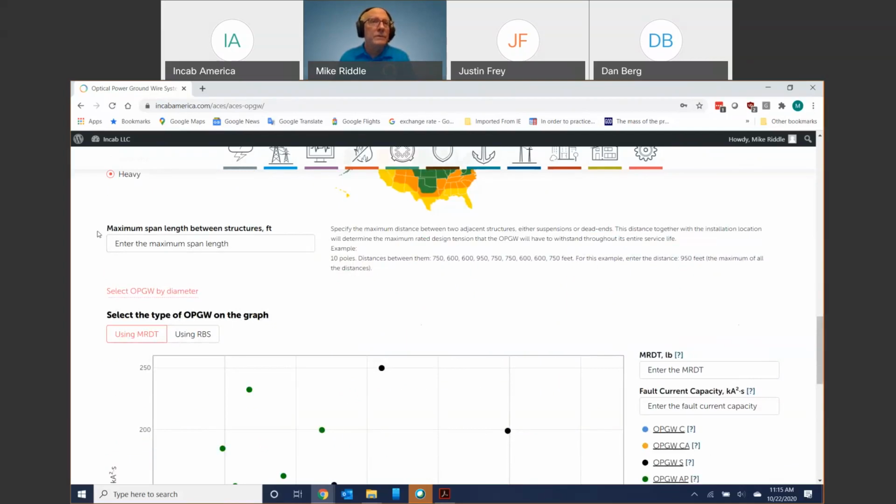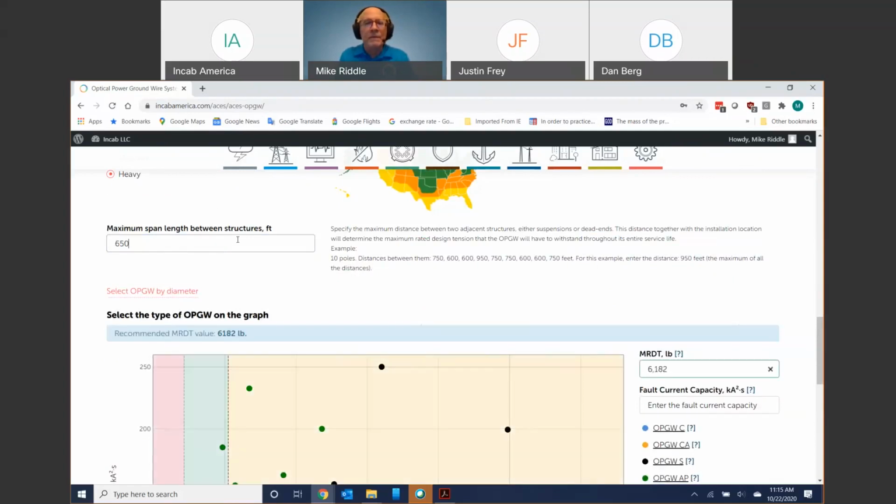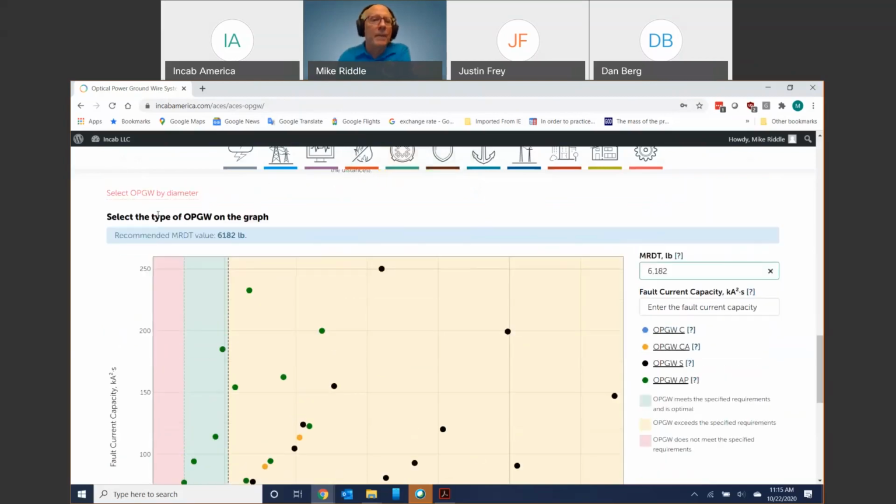You need to have a list of spans handy. Remember that later, and from that you should know what your maximum span is. I've already set up a list of spans that we will see later, and I happen to know there's no span more than 650 feet, so we'll put that in. What it's saying is, based upon standard sag and tension criteria, the recommended maximum design tension value is 6,182 pounds. So you don't need more strength than that. And that's just your usable portion of the cable strength. Of course, the rated breaking strength will be significantly higher than that.